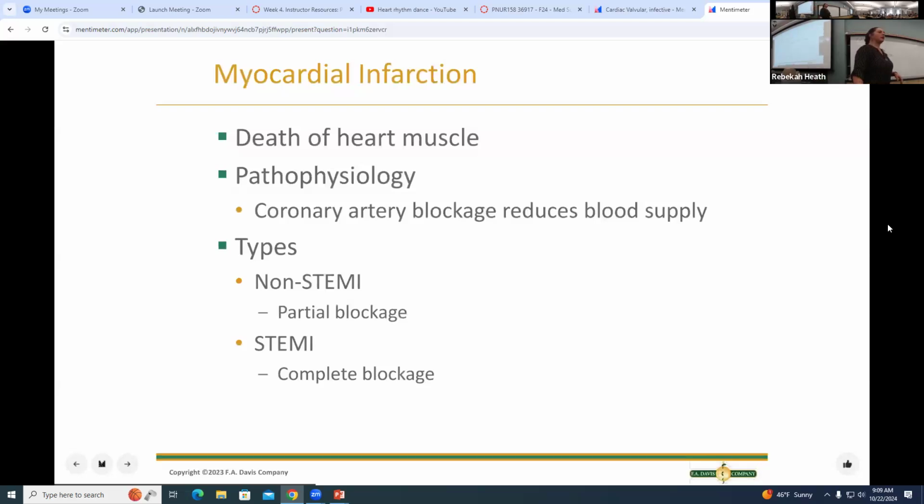Oh gosh, I'm so sorry, you guys. We're going to talk about balloon angioplasty in a minute. So when I say cath lab, that means, thank you so much for asking.